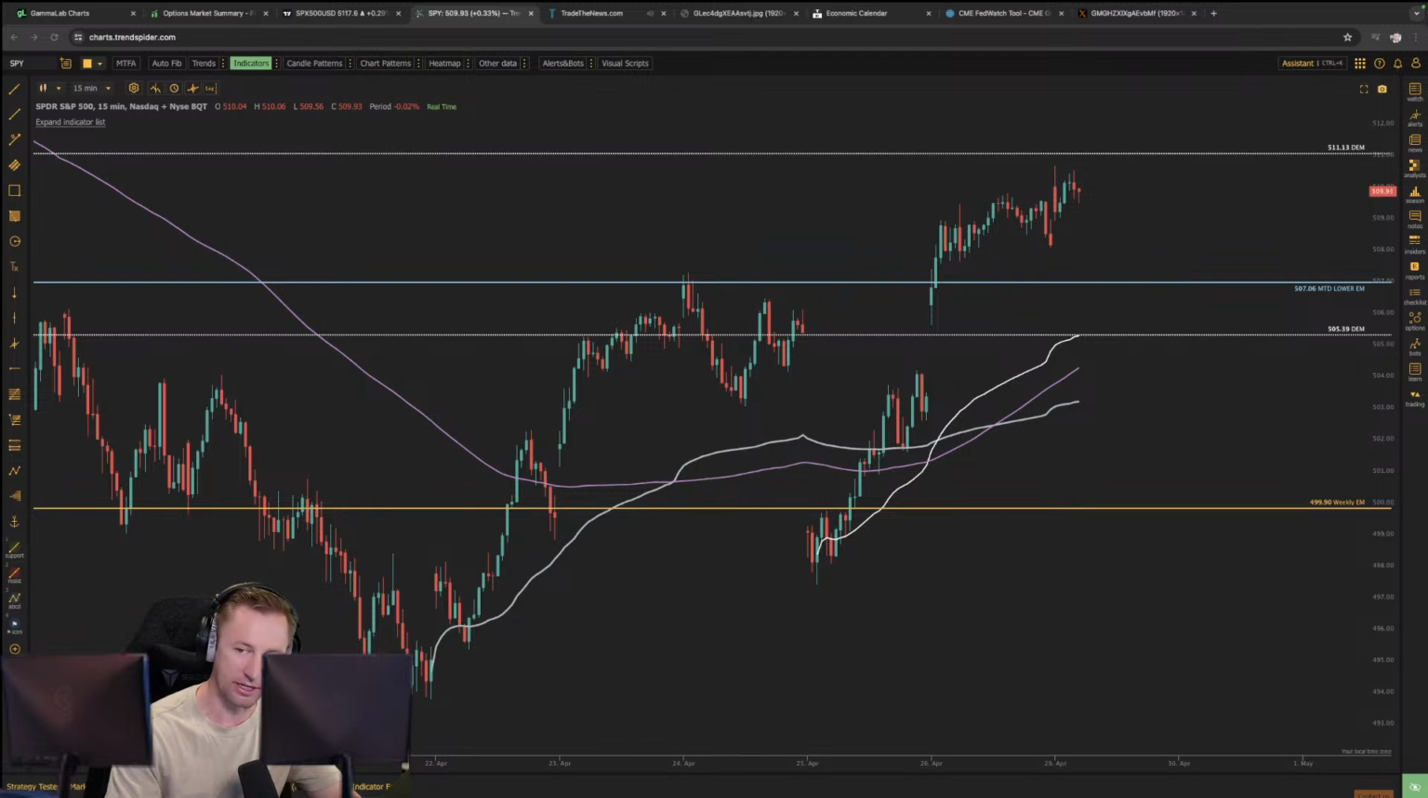Drop the tickers in the chat. Just put the ticker and then the time frame that you want me to do. So for example, if you want me to look at the daily time frame, just type in the ticker and then say daily or something like that. Or 15 if you want me to show the 15-minute chart, and so forth.